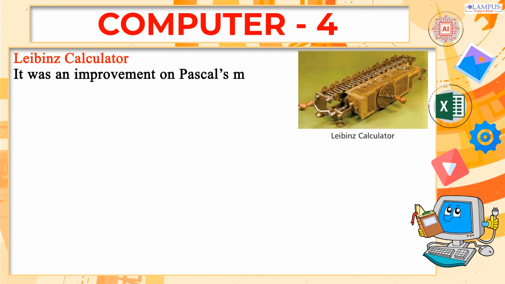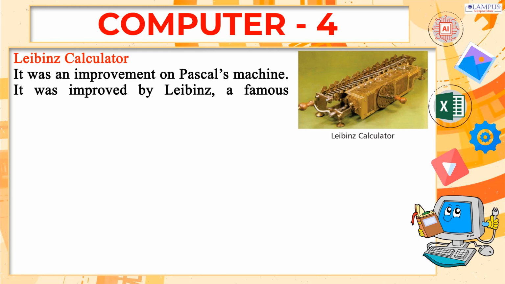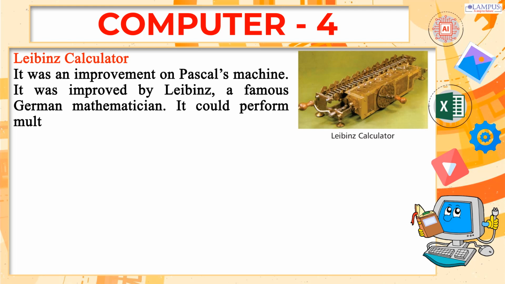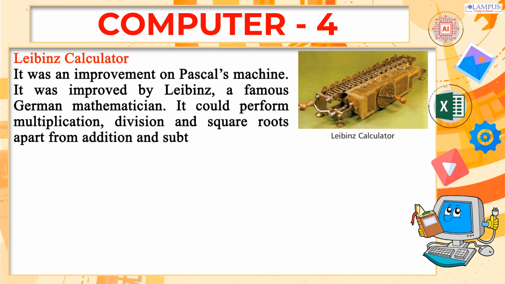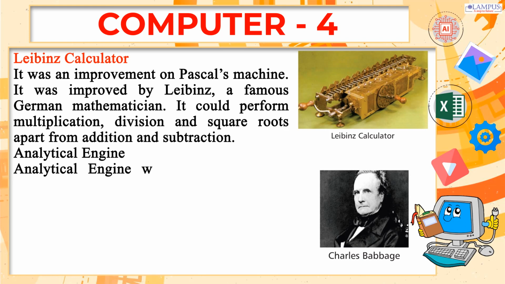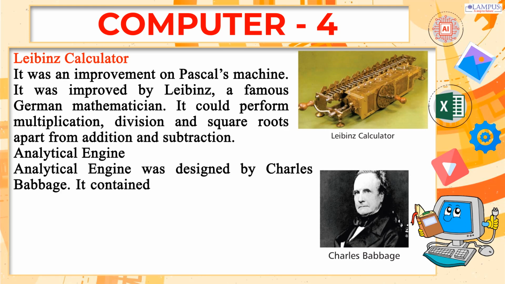Pascal line. Leibniz's calculator. It was an improvement on Pascal's machine. It was improved by Leibniz, a famous German mathematician. It could perform multiplication, division and square roots apart from addition and subtraction. Leibniz's calculator. Analytical engine. Analytical engine was designed by Charles Babbage.